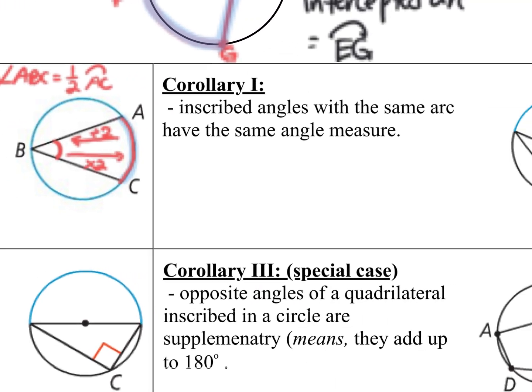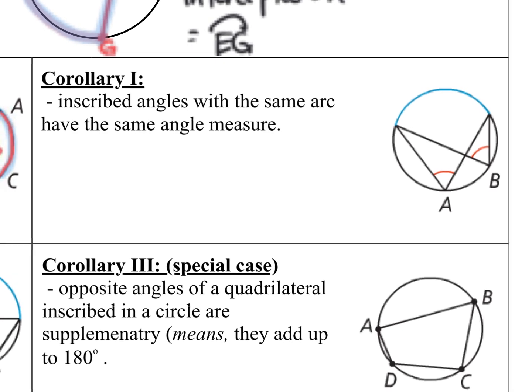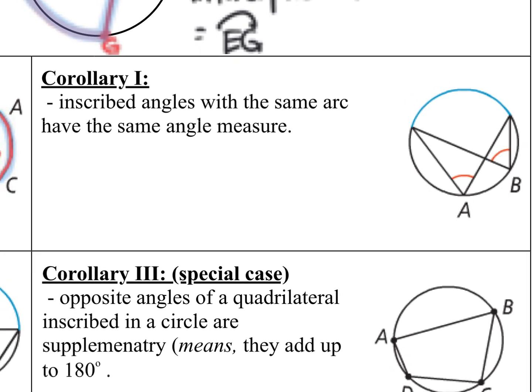Now, the next corollary to this theorem is very simple. I would like you to really understand this very well. Inscribed angles with the same arc have the same angle measure. Let's look at this one. What are the inscribed angles that we can see here? Angle A and angle B are inscribed angles, and they have the same measurement because they are lying on the same intercepted arc.